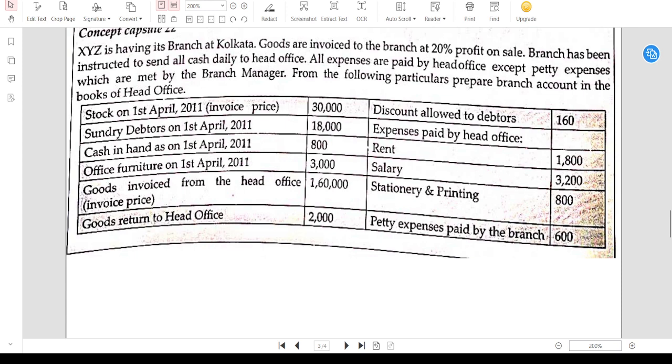Okay, fine, no problem. And we have some cash in hand of 800. Cash in hand means, do you know what cash in hand is? It is nothing but the petty cash, because it is a very small amount of cash. 800 is very small, and any small amount of cash should be maintained through the petty cash account.